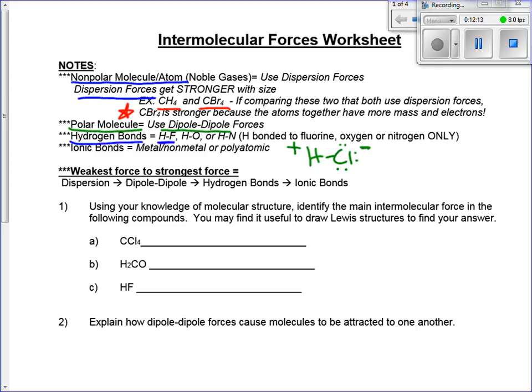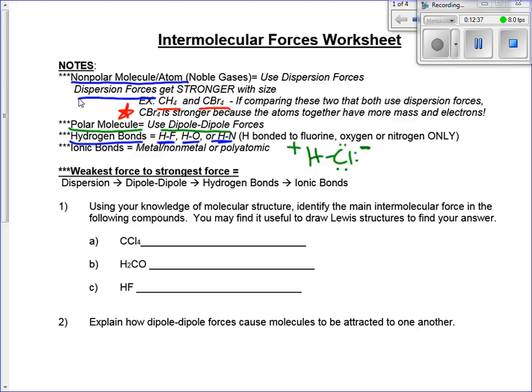Okay, but there's only 3 types where it works. It has to be H with F, or an H bonded to an O, or an H bonded to an N. That's the only 3 cases where you have hydrogen bonding. And of course, the most famous one that we know of is which one? H2O, which is water. Okay? Water is the most famous of the hydrogen bonding because you know a lot about water.